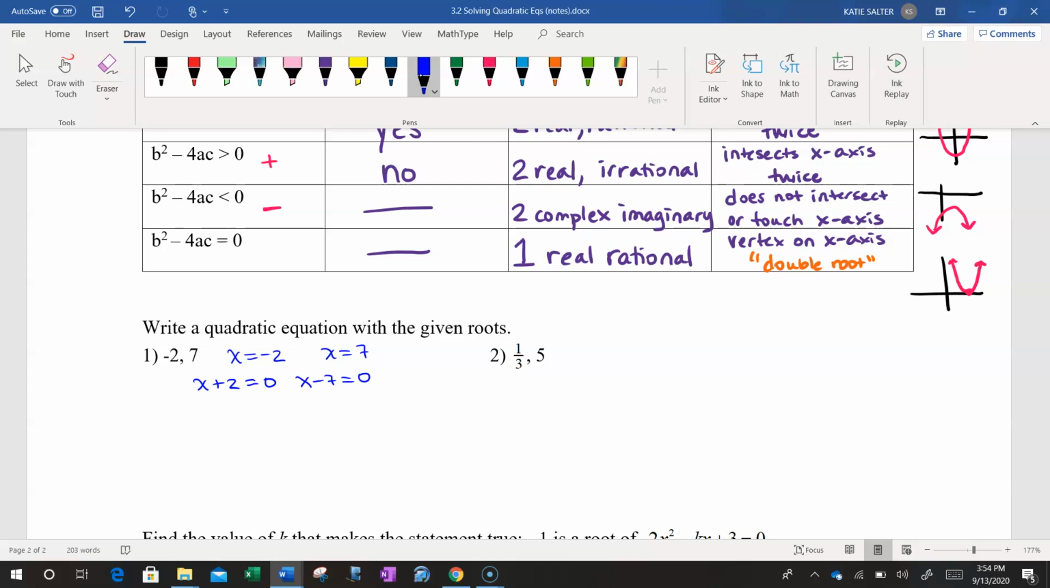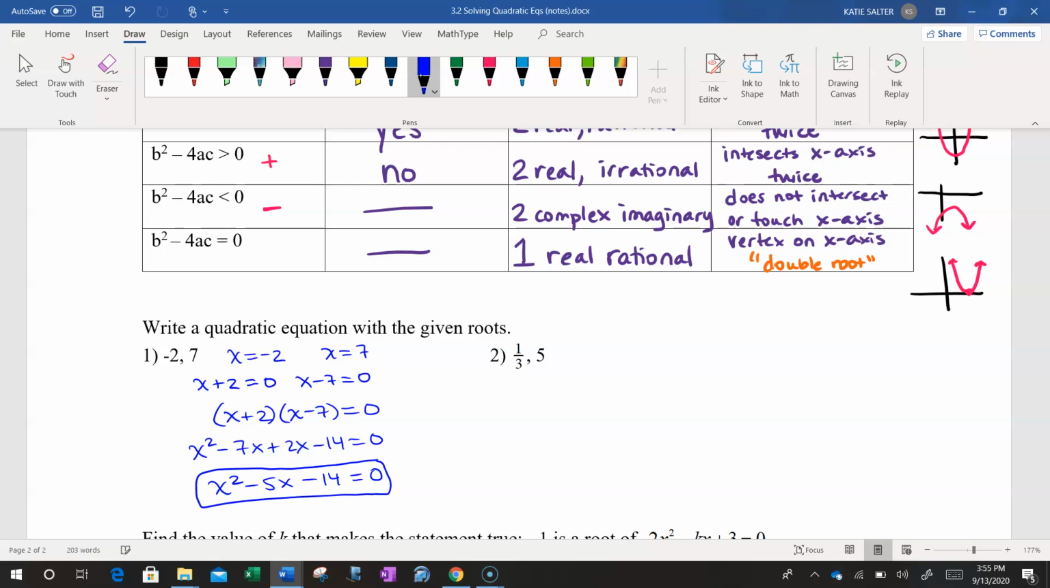Well, if I then put them back together as they were, as factors being multiplied before we broke them up and set them equal to 0, that is x plus 2 times x minus 7 equals 0. At that point, you can then FOIL or box, however you do it. So we would have x squared minus 7x plus 2x minus 14 equals 0. And we'd put it all together to be x squared minus 5x minus 14 equals 0. And that would be the quadratic equation that gave us those roots. All right, pause the video, try the next one.